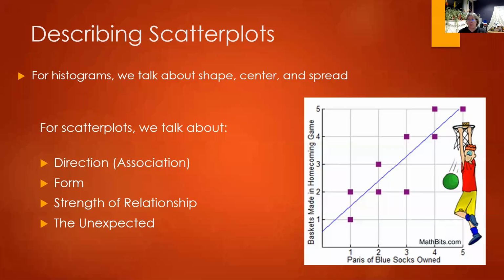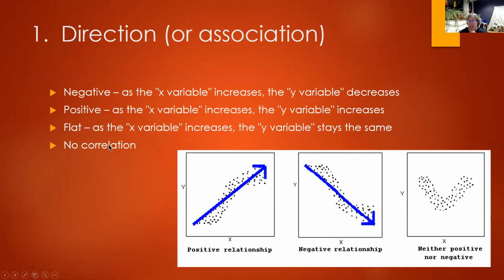All right, so I want to run through really quickly how we describe scatterplots, or how we talk about scatterplots. The things we want to discuss are the direction, the form, the strength, and the unexpected. For the direction, what we're looking at for these patterns is: do our dots make a fairly straight looking line?